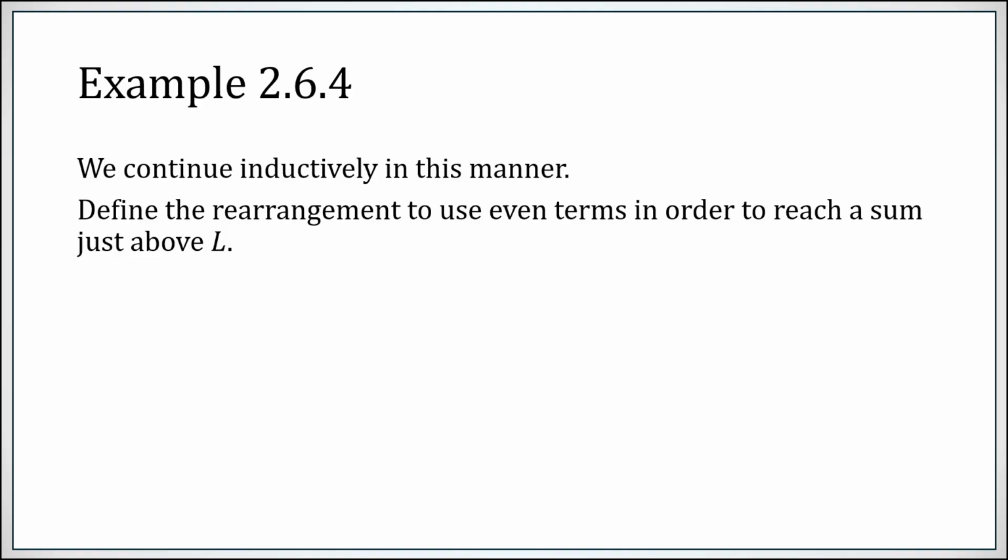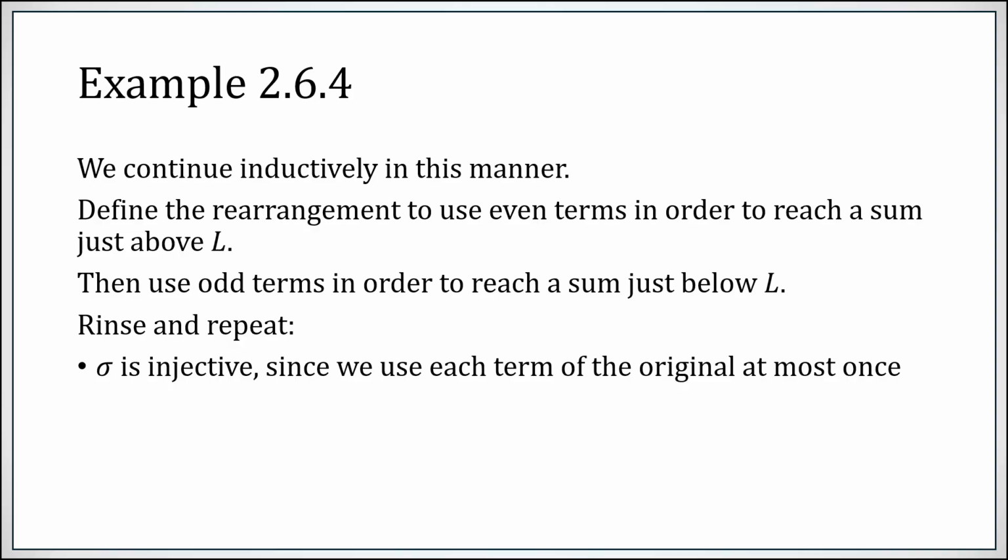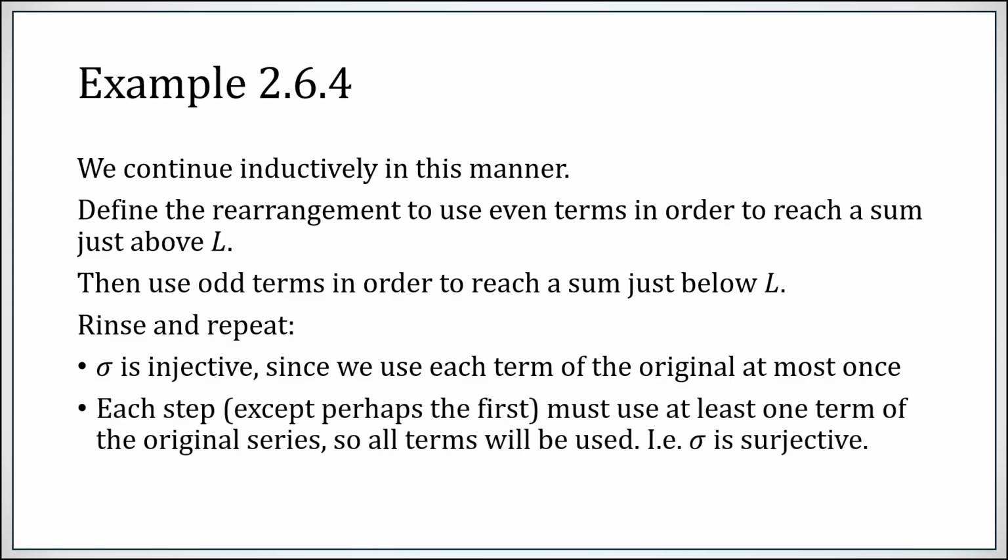We keep going in that manner. Having added just enough positive terms to be bigger, then we subtract enough negative terms to be lesser, then add enough positive terms to be bigger, and so forth. So we rinse and repeat that argument over and over again. Now we have constructed an injective rearrangement because we were using our odd and even terms in order. So we only use each term once. We have to keep going over and over again. Every time we do this, we use at least one odd index term and at least one even index term. So we will eventually use all of them exactly once.